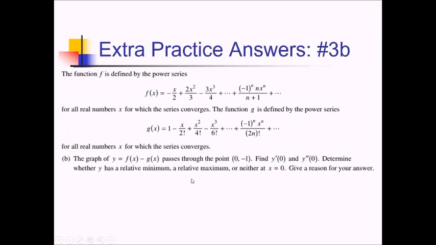For this part of the problem, they tell us that the graph of y equals f of x minus g of x passes through the point 0, -1, and they want us to find y prime of 0 and y double prime of 0, and then determine whether we have a relative min, max, or neither at x equals 0. Okay, so let's start by writing out a function for y, basically, using f of x minus g of x.